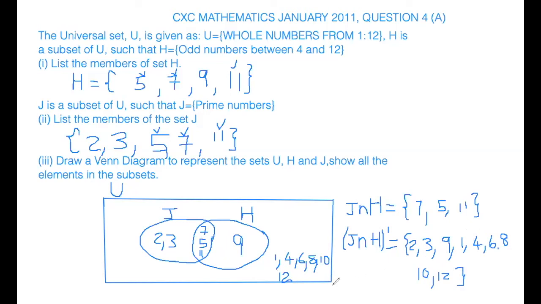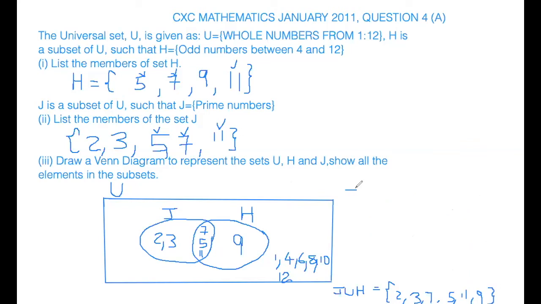I could also ask for J union H. J union H is basically the entire area that J and H cover. So it's 2, 3, 7, 5, 11, and 9. The answer for this is 2, 3, 7, 5, 11, and 9.